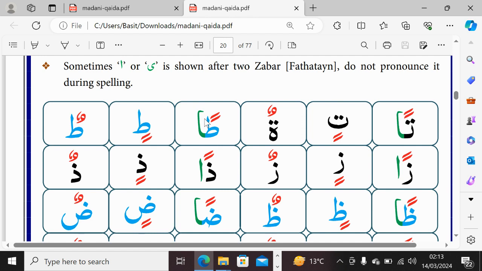And so during reading this lesson, we will say two zabar, not do zabar. Do zabar is in Arabic. Two zabar one.